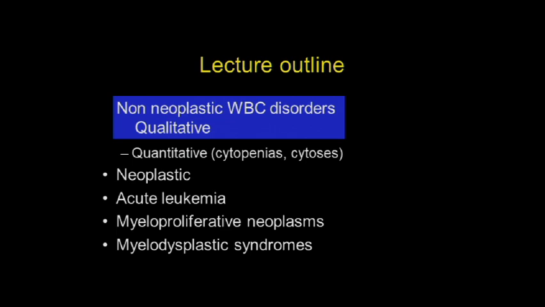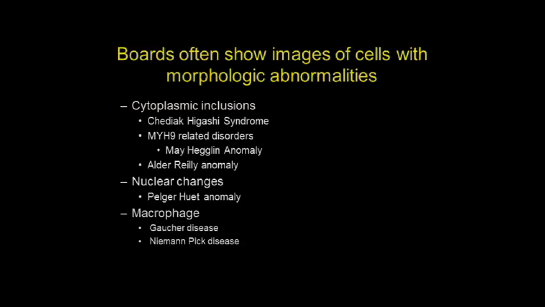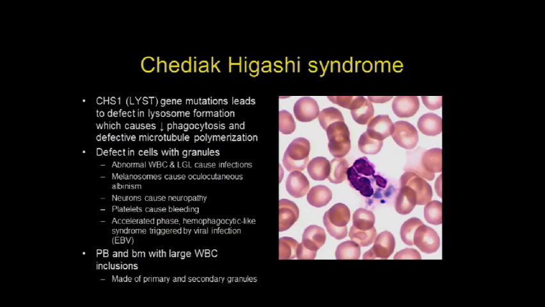So we're going to look at all these things. And again, this is really a large topic. We're going to try to focus on things that are the most board relevant and the way that the boards would ask the questions. As I've listed here, the boards will frequently show images of a cell that has a morphologic abnormality. So we're going to talk about some of these, how the cells can look different in Chediak Higashi syndrome, MYH9-related disorders, and some of these macrophage disorders. Again, the boards like to show a photo and then ask a question about a disease from that photo. So we're going to take that approach to mimic what the boards do.